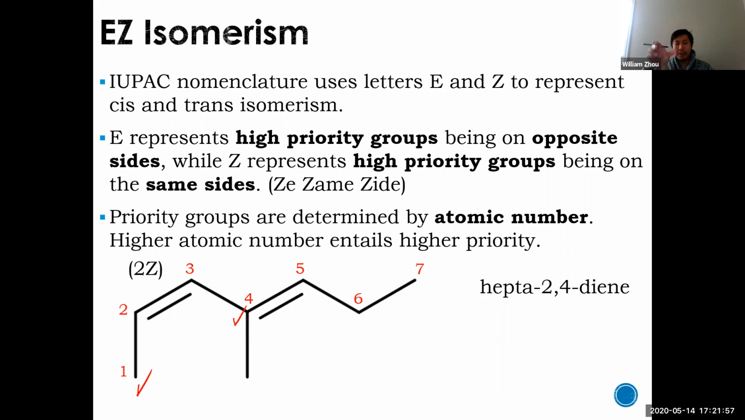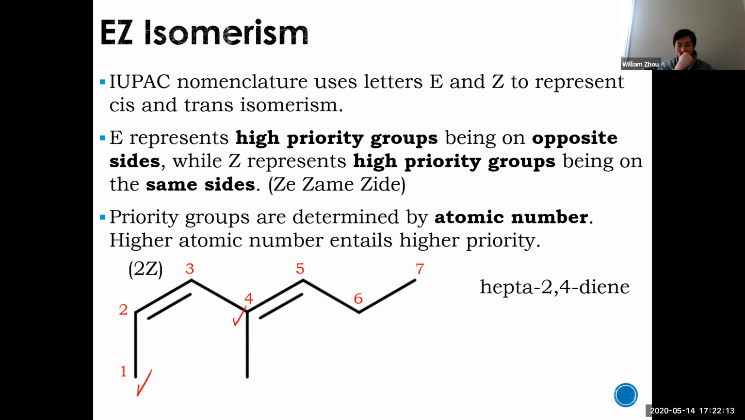So now you look at the two winners, the high priority groups. Look, they're on the same side of the double bond. And if you're the same side, you're Z. Did I make myself clear?